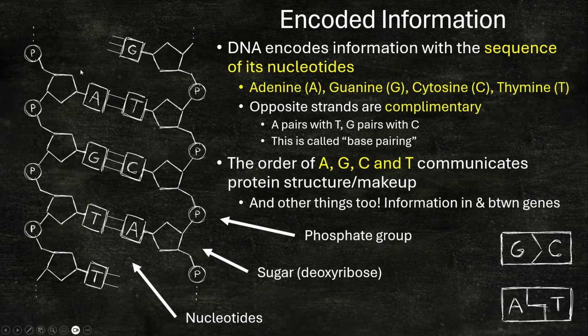Now, the order of A's, T's, C's, and G's on any of these molecules will communicate the building instructions for a protein. Essentially, which amino acids go first and next in the polymer of amino acids that becomes a protein. Now, that's not even all the information that's contained within DNA. That's just what a gene is, the instructions to make a specific protein. There's other information outside of genes that exists in the spaces between them on DNA.